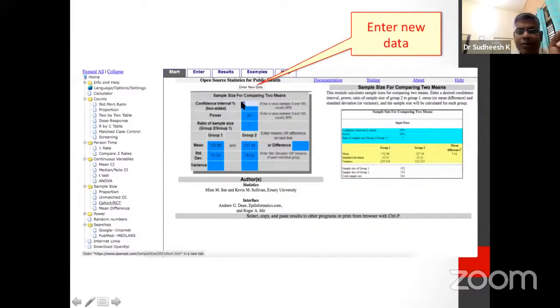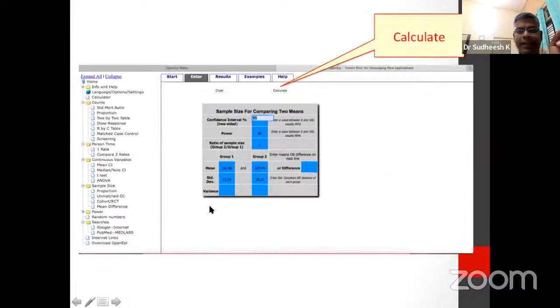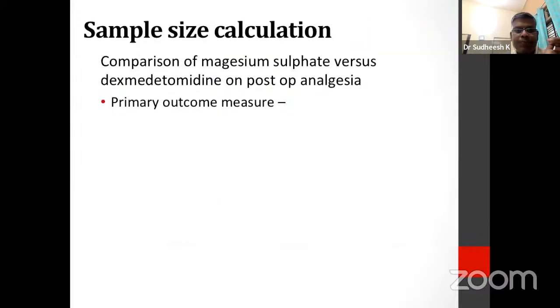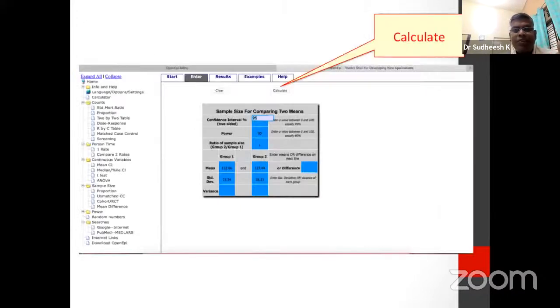Once you enter all these details, you click on calculate, and automatically your sample size will come. I wanted to show this live, but unfortunately because of the net instability, sometimes it might not be visible. That's why I'm not doing this. If time permits, I'll definitely do that and show you. So this is one way of calculating sample size for your routine quantitative data.